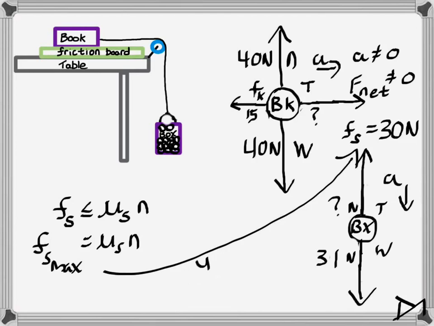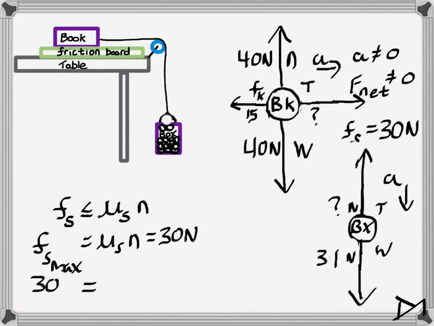What is that tension though? If I share the same acceleration, if I exceeded the maximum, I can start using this equation. So I know that my equation for maximum static friction is equal to mu times N. That's when this friction is maximum. I found the maximum friction to be 30 newtons, because as soon as I exceeded 30 newtons, the book started sliding. So 30 newtons is my maximum static friction.